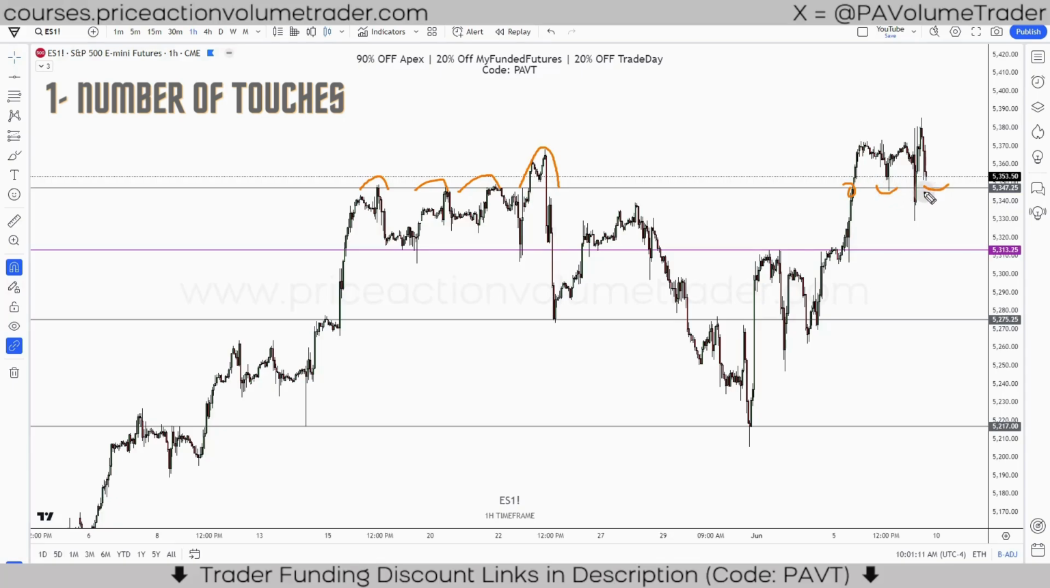And now I'm going to be looking at what happens when this comes to test here, because I do expect some kind of holding. Here we also have an over-under pattern potentially forming as well.